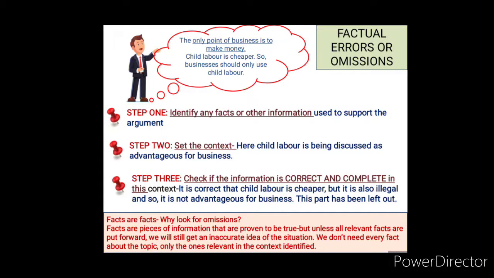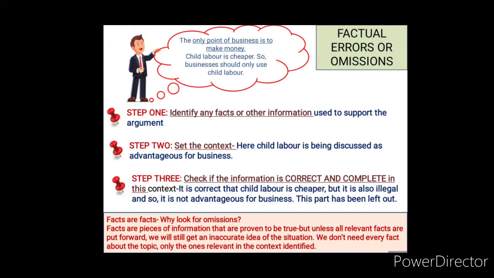Factual errors or omissions. You need to identify any facts or other information which are used to support the argument. Set the context. Here, child labor is being discussed as advantageous for business. Right? Because you can see this statement: the only point of business is to make money. Child labor is cheaper, so businesses should only use child labor.